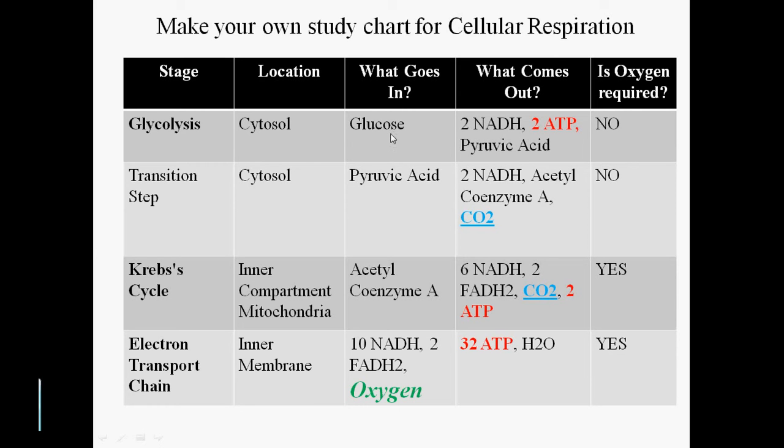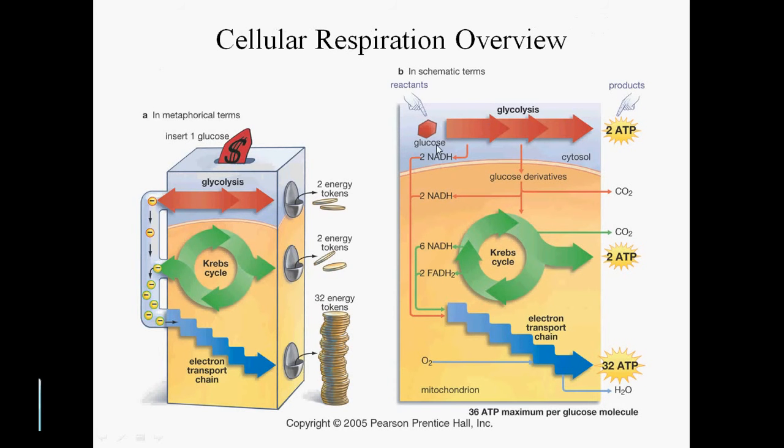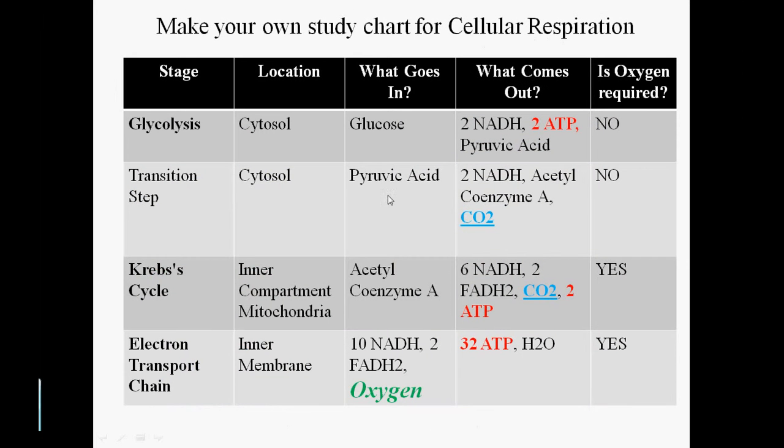Well, what goes into glycolysis? Glucose goes into glycolysis. What comes out? 2 NADHs, 2 ATPs, and pyruvic acid. Oxygen is not required for this step. In the transition step, the pyruvic acid goes into the transition step. What comes out?